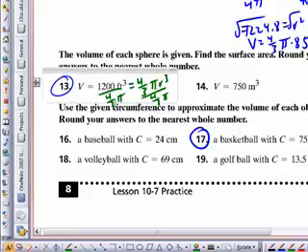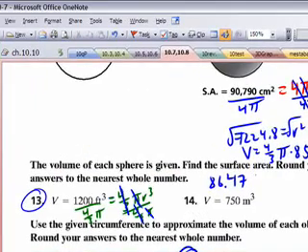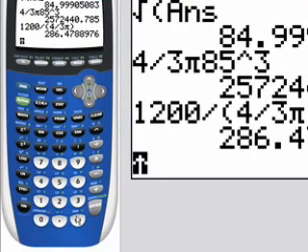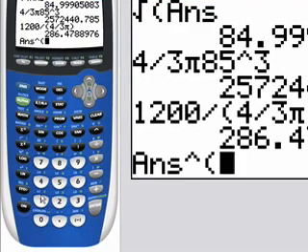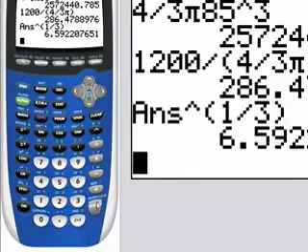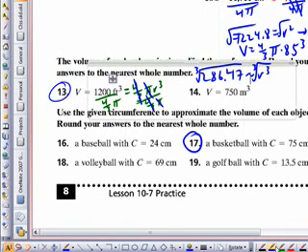So these cancel, but you're still left with r cubed. So we had 286.47 is about equal to r cubed. So we've got to take the cube root of both sides. Again, different calculators work different ways. For this calculator, one way to do it is to take the answer there and then take it to the 1/3 power. That's the same as taking the cube root of something. And so we get as our radius 6.592.